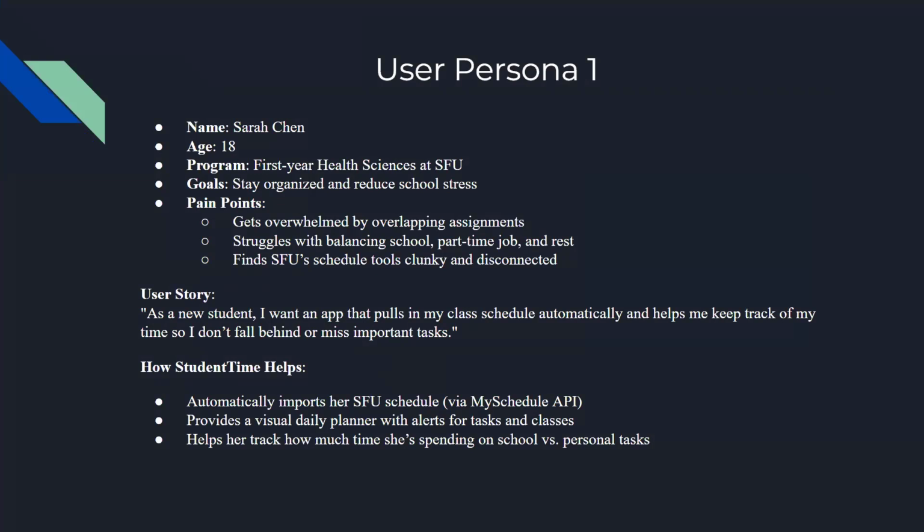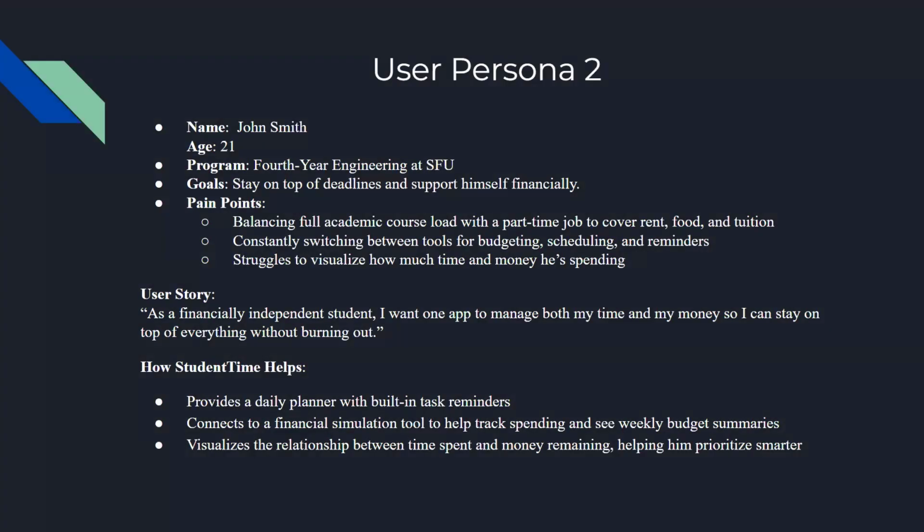Meet Sarah, an 18-year-old first-year health science student at SFU. She's overwhelmed by overlapping assignments and part-time work. Our app automatically pulls her SFU schedule, shows a visual planner, and reminds her of key tasks, helping her stay calm and on track. Then there's John, a financially independent fourth-year engineering student. He's juggling courses, work, and rent. Student Time helps him visualize the time-money relationship with our finance planner and schedule. He gets reminders, budget summaries, and insights about how time spent affects his savings. These personas represent a wide range of students who benefit from our tool's combination of time and money management.